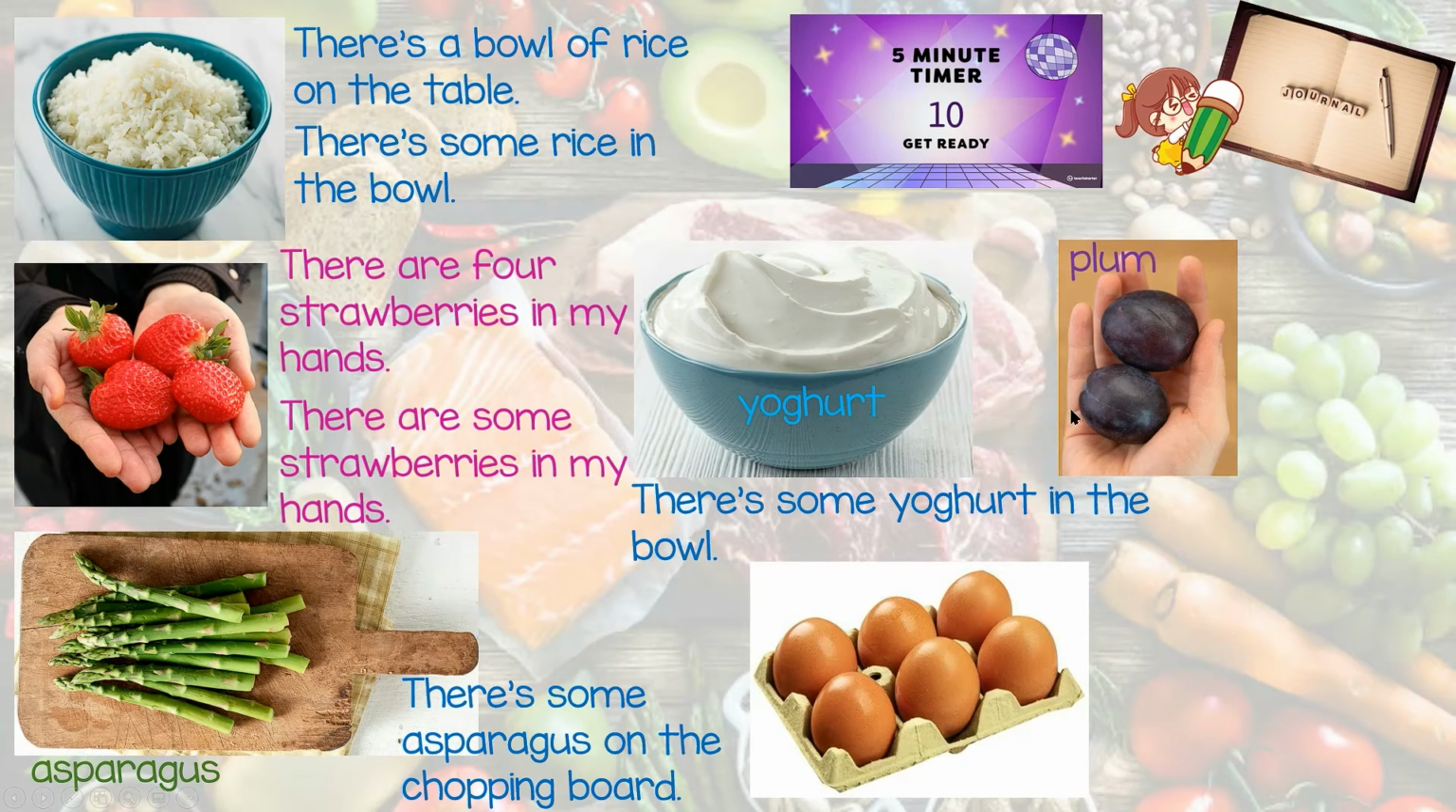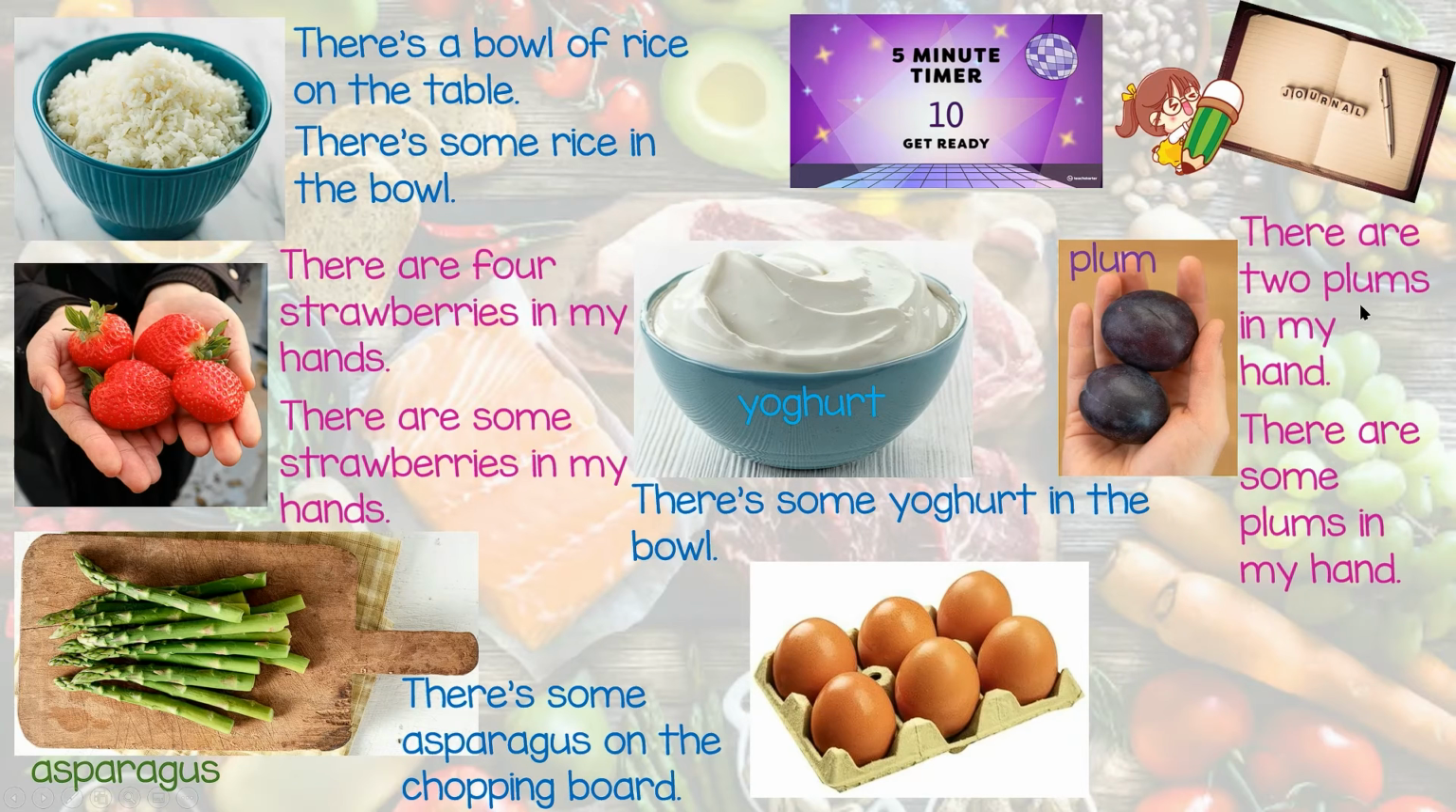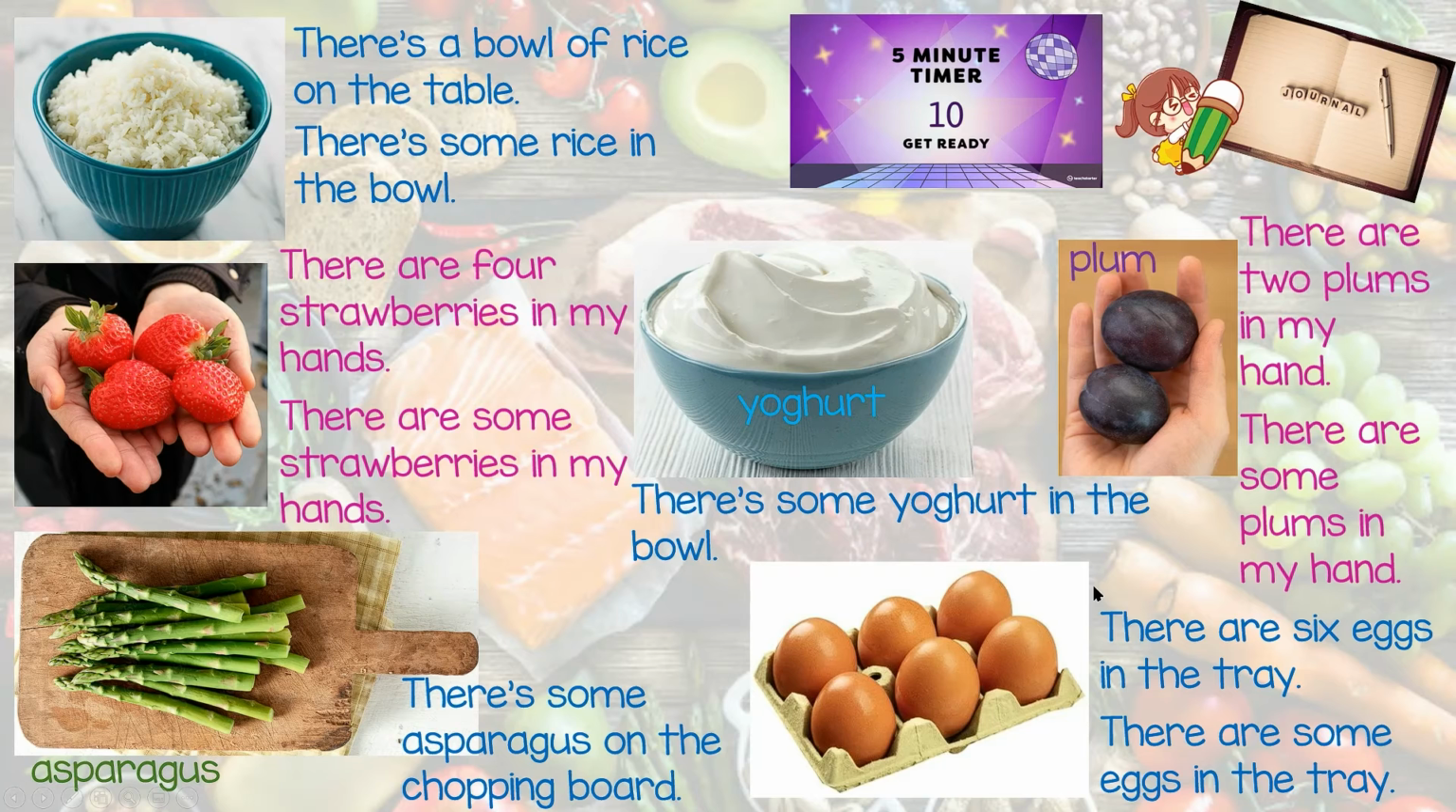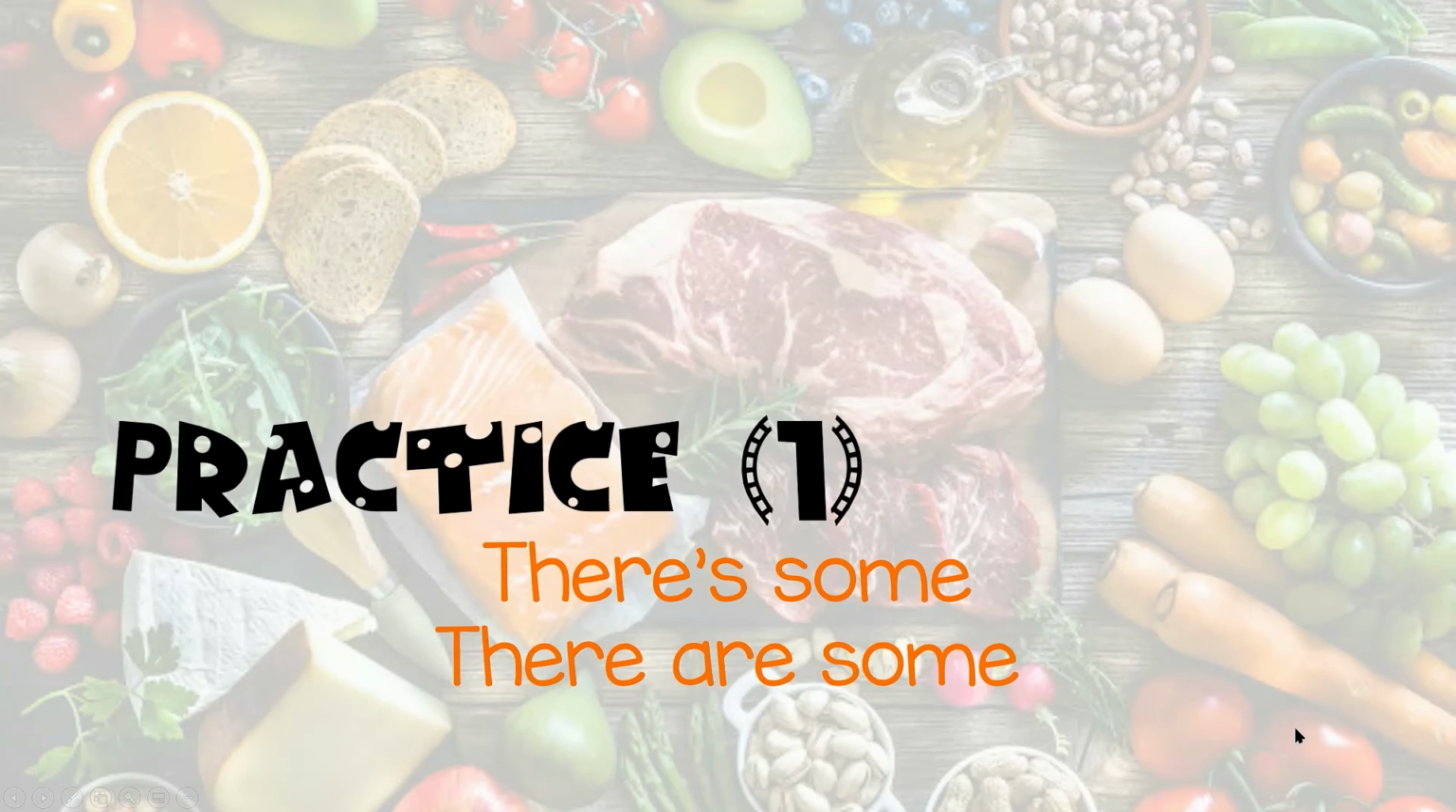What about plum? Can we count them? Yes, we can. There are 2 plums in my hand. There are some plums in my hand. Both are correct. Lastly, what about the eggs? Can we count them? Yes, we can. There are 6 eggs in the tray. There are some eggs in the tray.